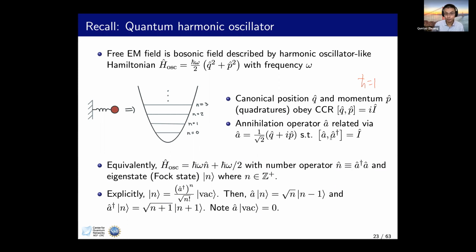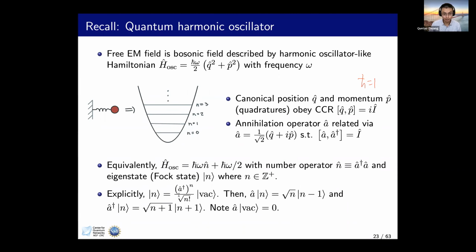Therefore, these annihilation operators allow you to define this number state, which is the Fock state of this EM field oscillator. So we can define this number operator, A dagger A, and you can write this harmonic oscillator in this simple form. And therefore, you can immediately see the eigenstates are Fock states from n equals 0 to infinity. 0 is the ground state.